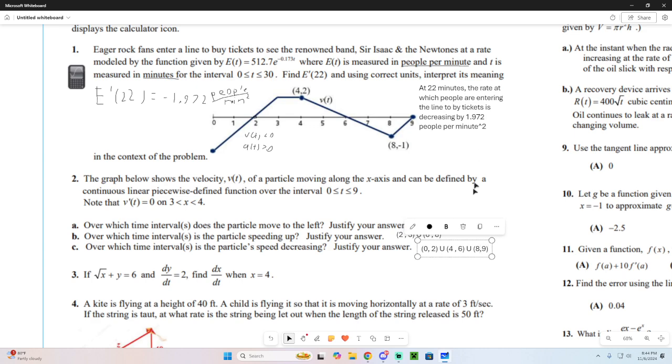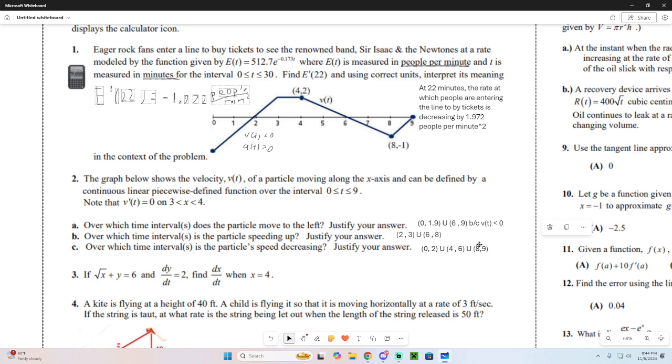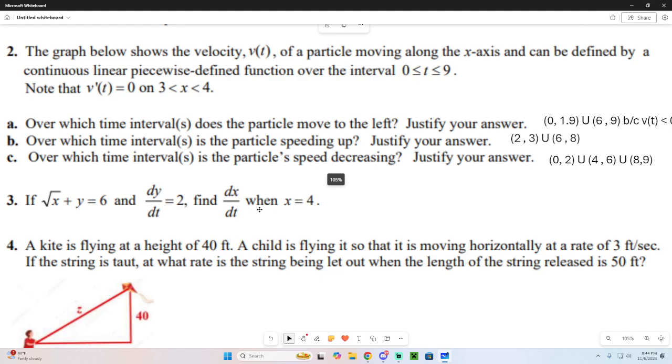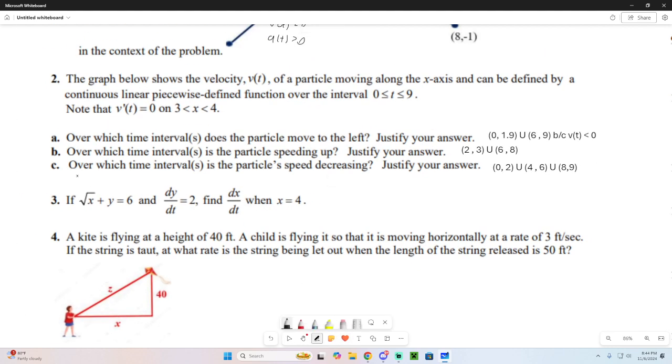For our justification, we can just say because velocity is negative and acceleration is positive, or vice versa, depending on what it is. Let's go on to number 3. If square root of x plus y equals 6 and dy over dt equals 2, find dx over dt when x is equal to 4.